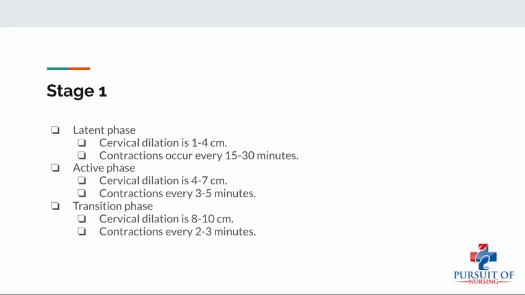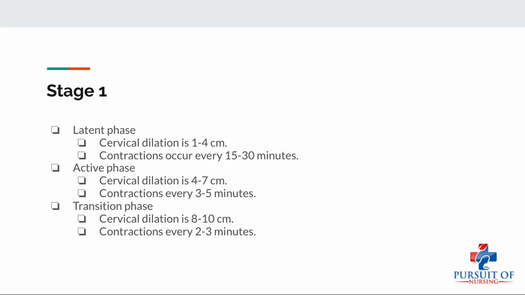All right, so there are 4 stages of labor. Stage 1 is where you have effacement and dilation of the cervix. The mother is usually very talkative and eager in the latent phase, and then she becomes more tired and restless as the contractions become stronger and more frequent.